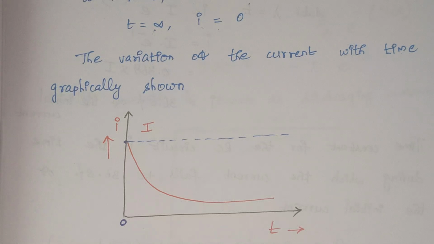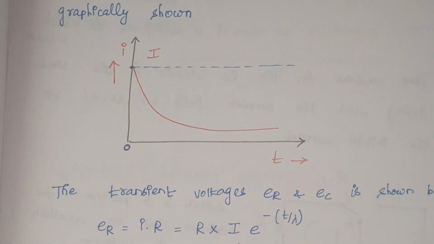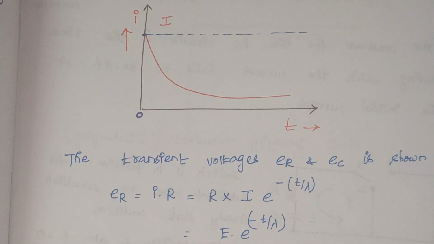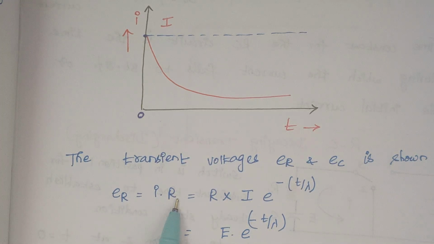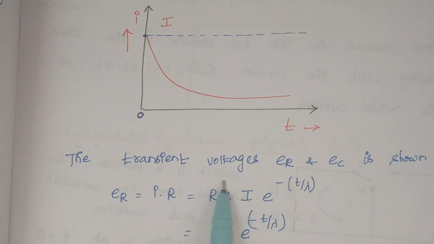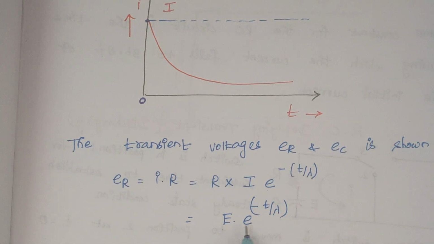Now we are going to calculate the voltage across the resistor and capacitor. The voltage across the resistor is given by the basic formula I into R. Just now we have derived an expression for I, which is I into e to the power minus t by lambda. Here I into R is nothing but our E. So this is given by E into e to the power minus t by lambda.